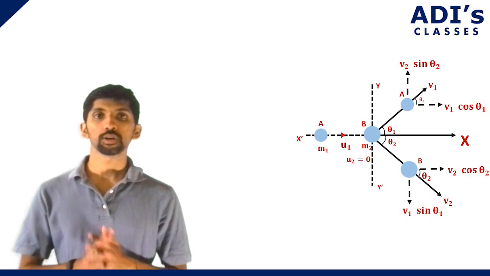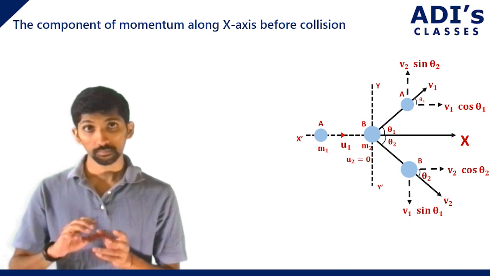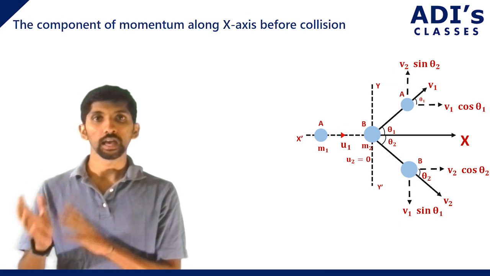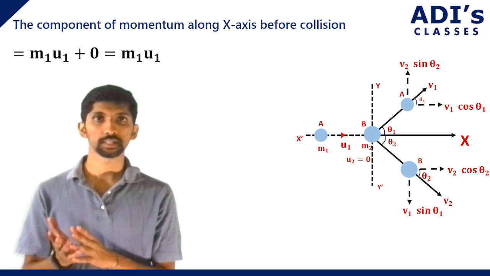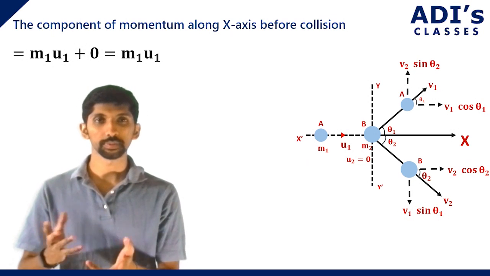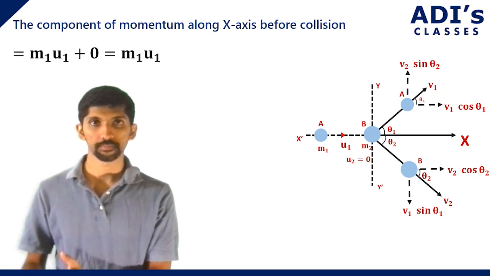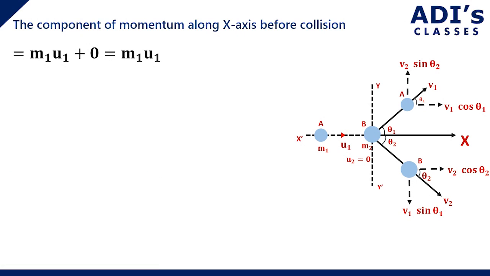Now we have the component of momentum before the collision. Before the collision it will be m1 u1 plus 0, correct? So that will be nothing but m1 u1. That's basically the initial momentum, which is only for the first particle. So m1 u1 is the initial momentum, or the momentum before the collision.